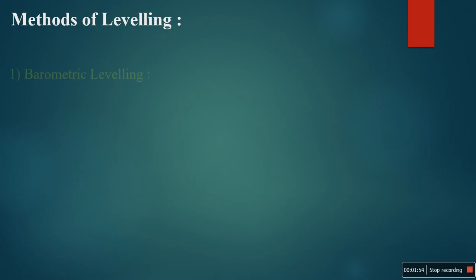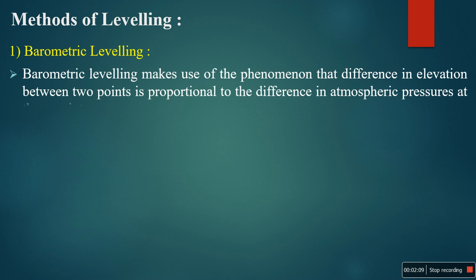So here in today's class, I would like to start with the methods of leveling in the survey. The first one is barometric leveling. Barometric method means we are finding the levels between two points by using an instrument called a barometer. The barometer is one of the instruments used for finding the elevation between two points.